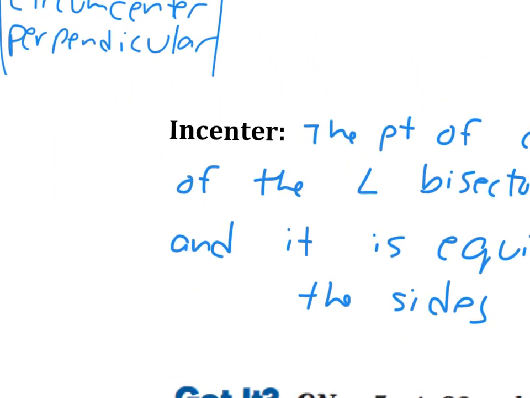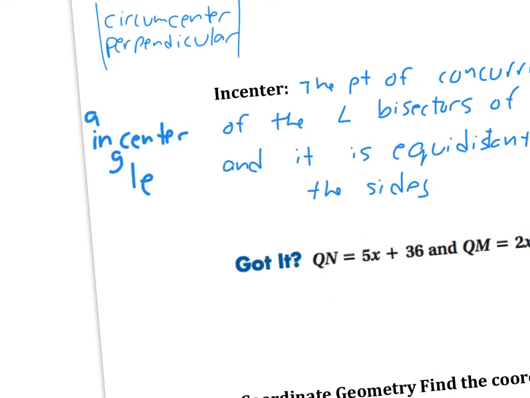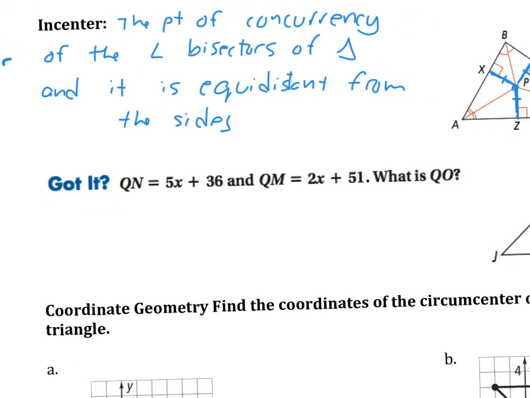And if you have a hard time remembering how it's made, like I do, well, incenter, I just say angle bisector. Angle is kind of a short word, and incenter is shorter than circumcenter. So that could be helpful. And if it doesn't, find something that does help.